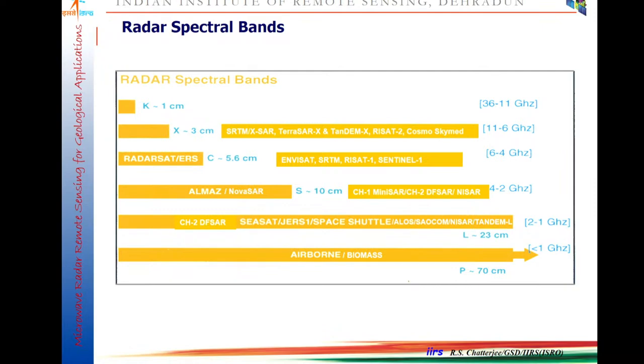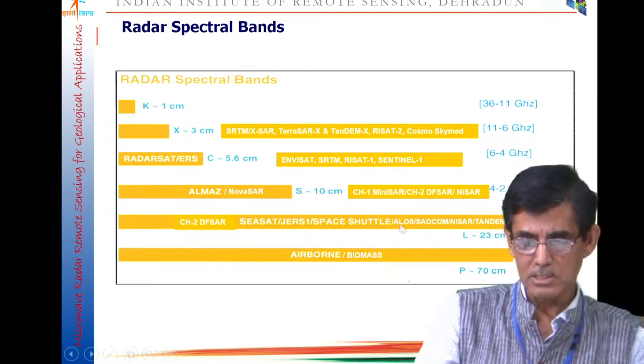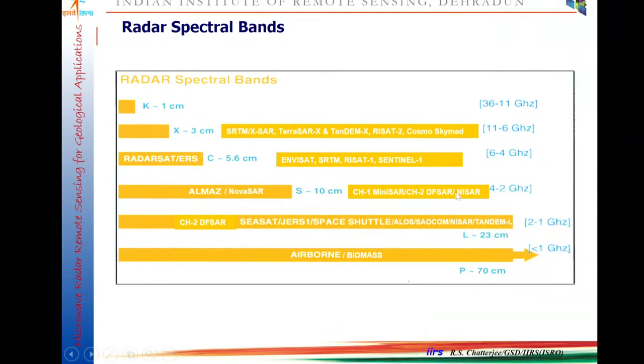Now you see these are the spectral bands. It starts from Ku, then X band 3 centimeter, then C band, S band, L band, and P band. And there are different satellite missions. From the beginning, I have listed for each wavelength the satellite missions which acquired data in that wavelength. Some of the missions are not yet launched, like TandemL, which is from JAXA, Japan. Then NISAR is going to be launched in early 2024, around January, February, and it has S band and also L band.